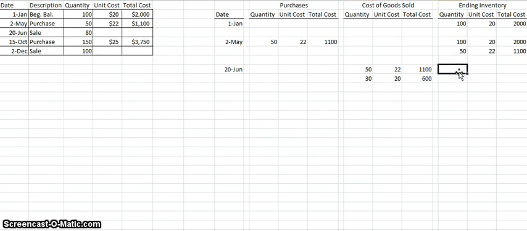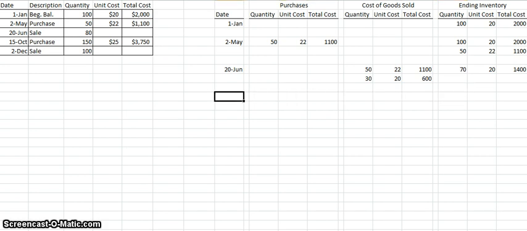So do I still have the 100? Well, I have some of them. I don't have all of them. But again, please make sure you keep this in order. So we sold 30 of those. So I have 70 left at $20 a piece. So I have $1,400. Do I have the 50 left? No, I have none of those left. We sold all of them. So we've updated the inventory.